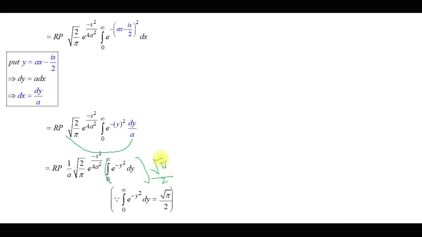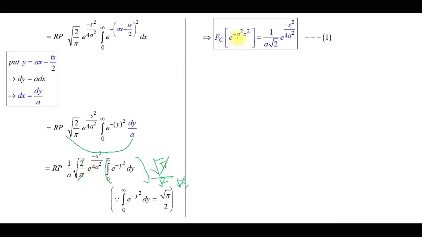So substituting root pi divided by 2 here, root pi gets cancelled. This 2 can be written as square root of 2 into square root of 2, so one square root 2 is cancelled. Therefore, the real part of 1 by a root 2 e^(minus s squared by 4a squared). Since there is no imaginary part, that is, there is no i term, the real part of this term is itself. That is, the Fourier cosine transform of e^(minus a squared x squared) equals 1 by a root 2 e^(minus s squared by 4a squared).